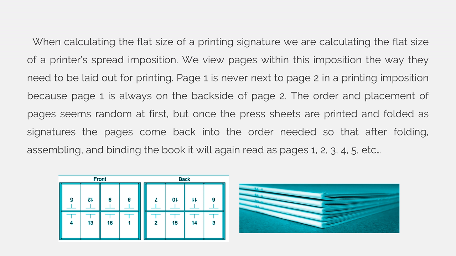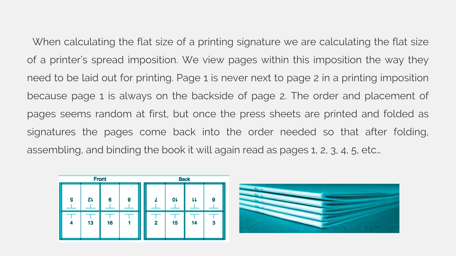When calculating the flat size of a printing signature, we are calculating the flat size of a printer spread's in position. We view pages within this in position the way they need to be laid out for printing. Page 1 is never next to page 2 in a printing in position, because page 1 is always on the back side of page 2.